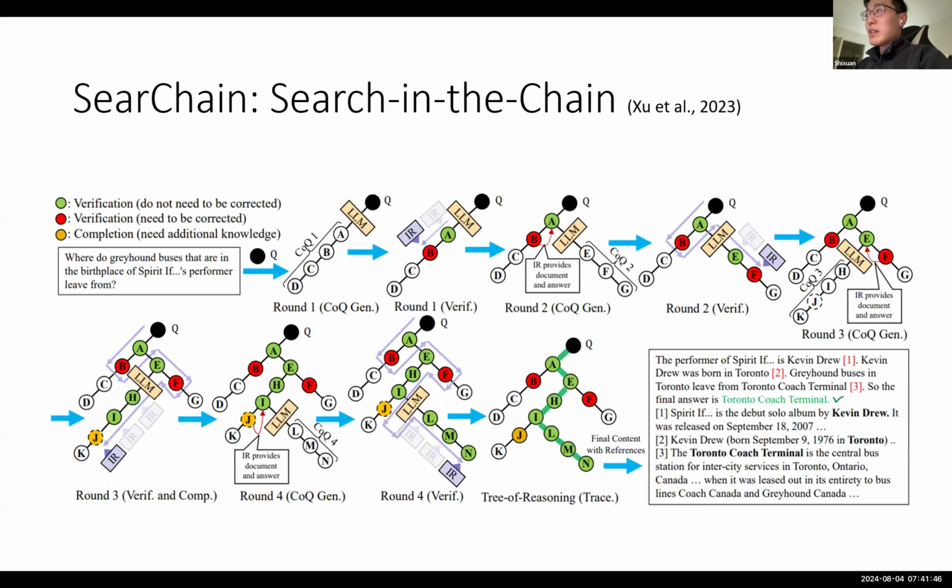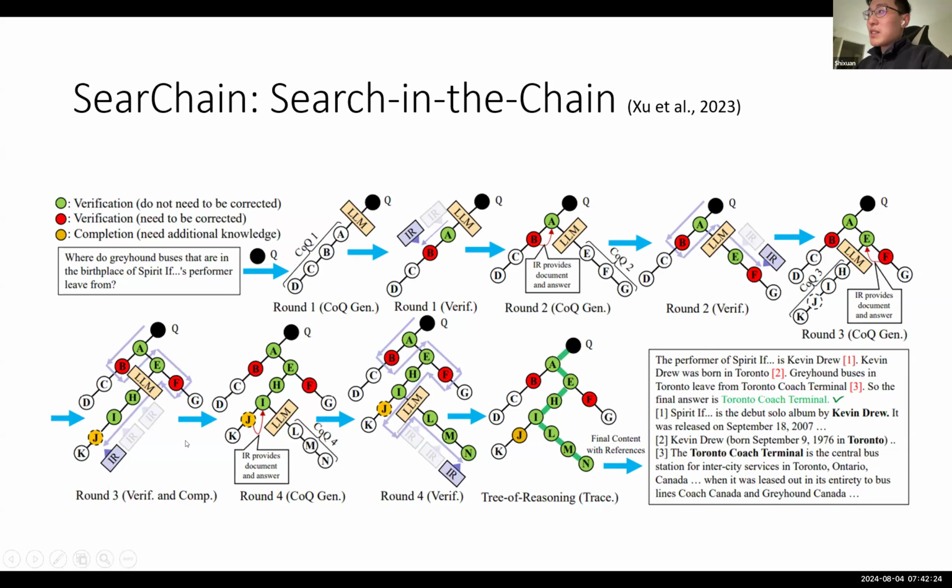So the SeerChain is searching the chain. It is a kind of post-retrieval generation. The chain here stands for the CoQ, the chain of queries. The chain of queries is also something similar to chain of thought. It is asking the model to generate a series of queries that could guide itself towards the final answer of the question. And the searching here is just recursively applying this technique.